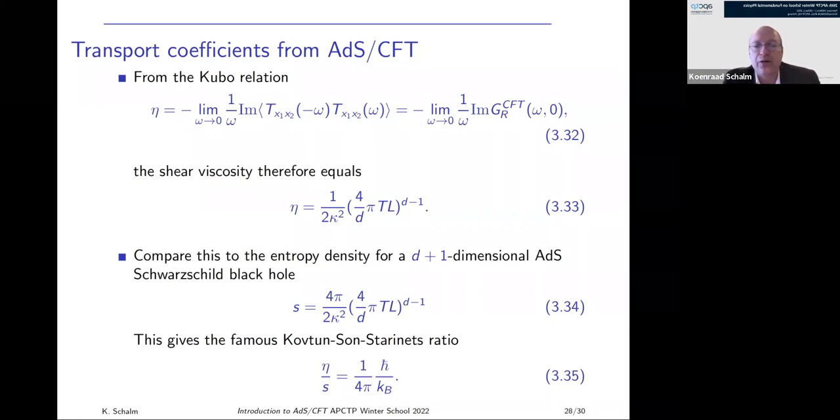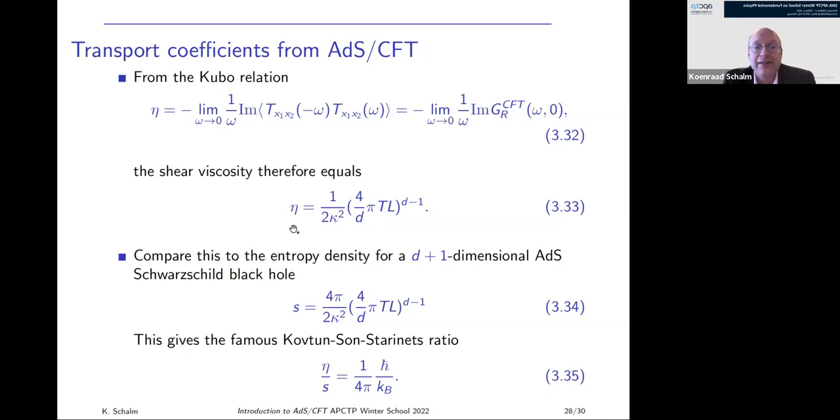Now, the gentlemen who computed this for the first time, Policastro, Son, and Starinets, very quickly, together with Pavel Kovtun, realized something very interesting: if you look at the entropy density for such a black hole, it doesn't only have temperature, but black holes famously appear to obey all the rules of thermodynamics and therefore also have an entropy, right? The entropy is of the following type for such a d plus 1 dimensional AdS Schwarzschild black hole. And this temperature dependence on both sides is nearly identical. In fact, the gravitational coefficient is also nearly identical.